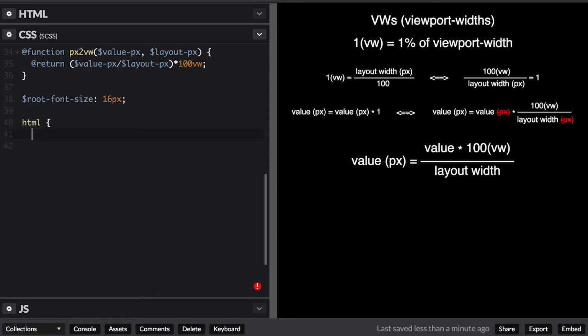Okay, that's great, but wait, there's more. Now you have to redeclare every single VW value for every layout. That's time consuming. What if I told you there was an easier way? Instead, set the root font size in VWs and set everything else in REMs. Then reset the root font size at each layout breakpoint.